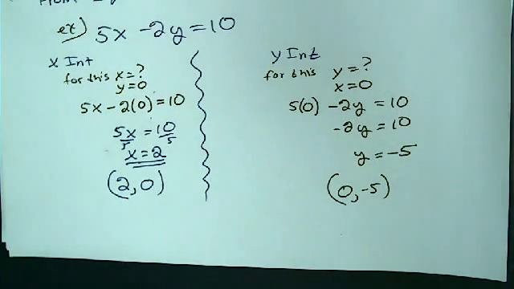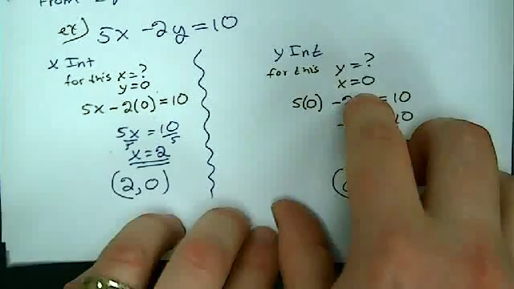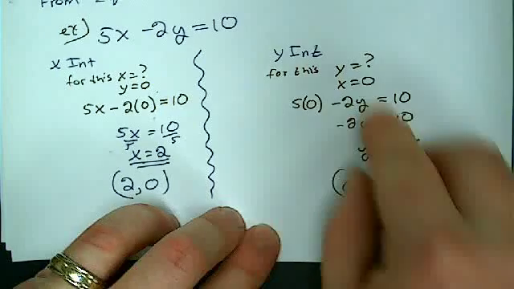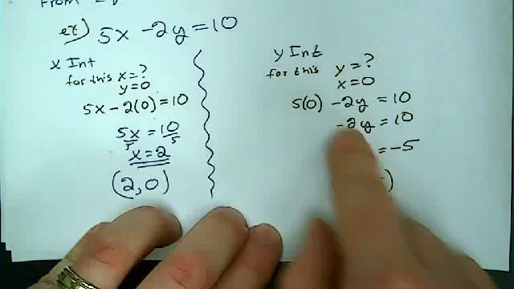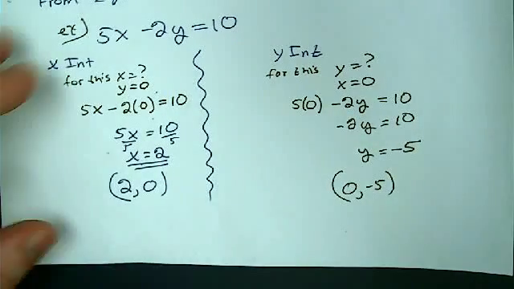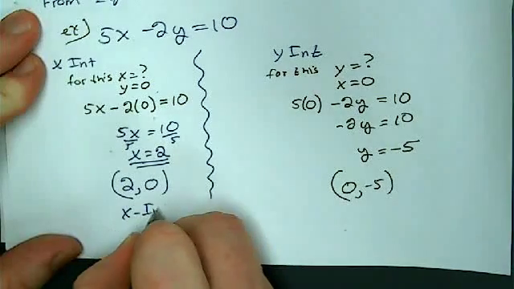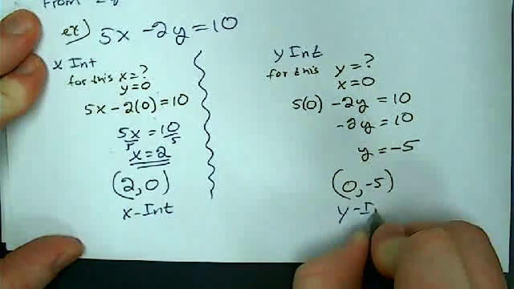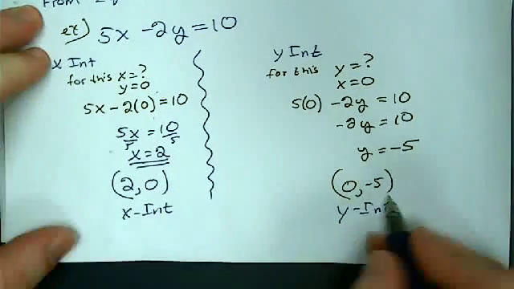Awesome. So I say if x was 0, what's the y going to have to be to make up for that? So I put the 0 in, I work it down, I get 0 comma negative 5. So my two intercepts, my x-intercept and my y-intercept, 2, 0, 0, negative 5.